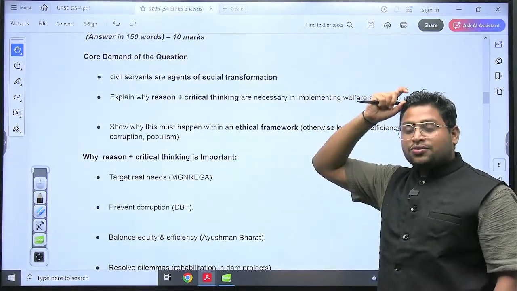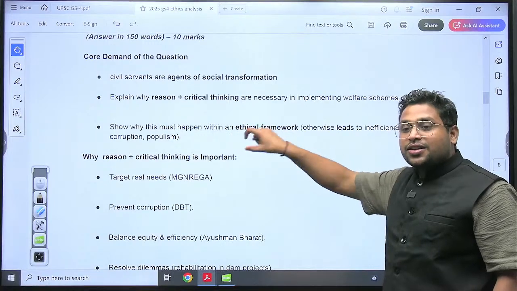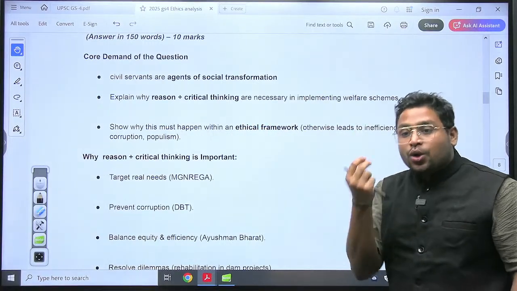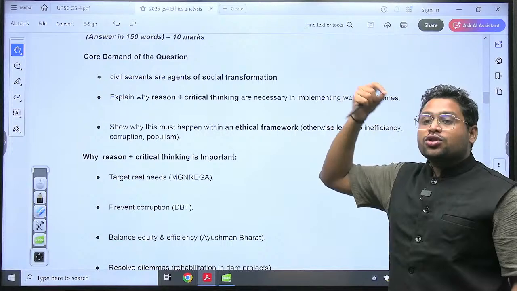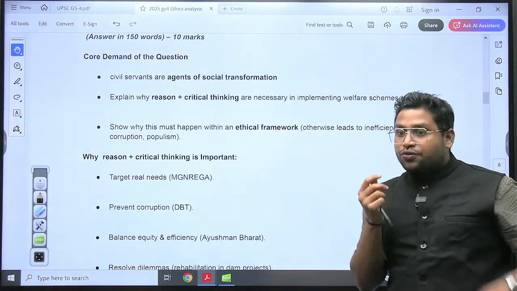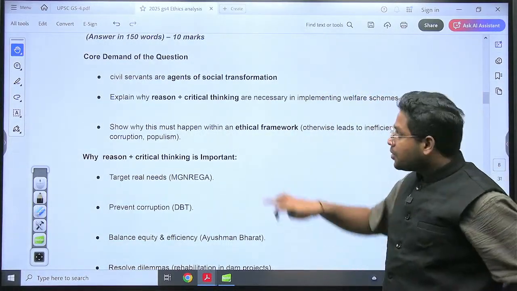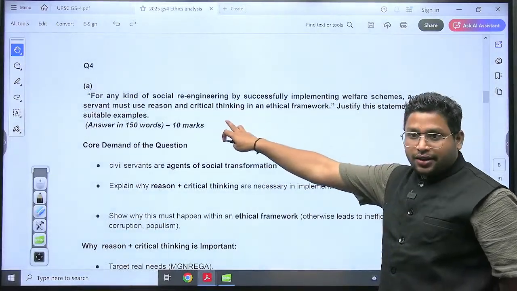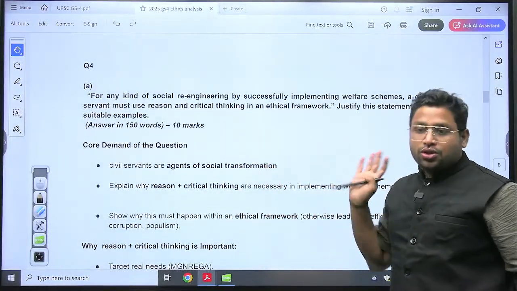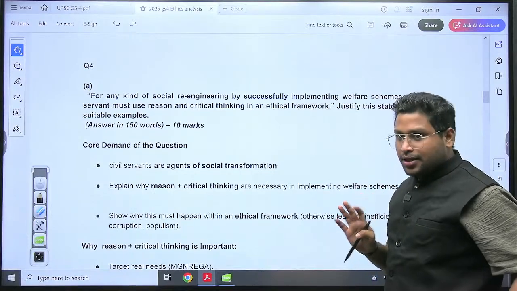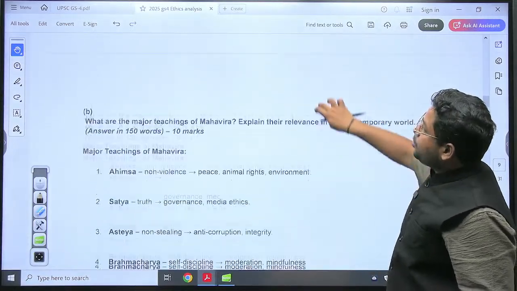Mention that part which was in PYQs, that this civil servant will focus on core issues and core things, and he will focus on the constitutional values or the philosophy of what we really want to achieve. So this will come from critical thinking. A normal person cannot do these things. Simple. Yes? So this you're expected to write here.